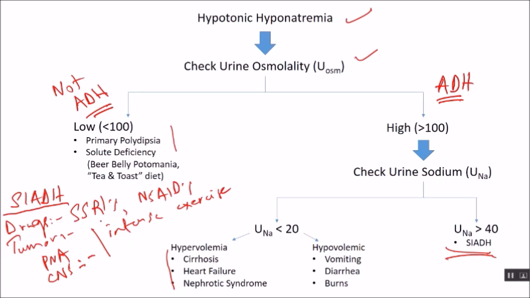By the way, other than SSRIs and NSAIDs, which cause hyponatremia due to SIADH, one important drug that you have to remember is hydrochlorothiazide, which can also lead to hyponatremia, not necessarily due to ADH overproduction, but can lead to hyponatremia, and that's something you need to remember.